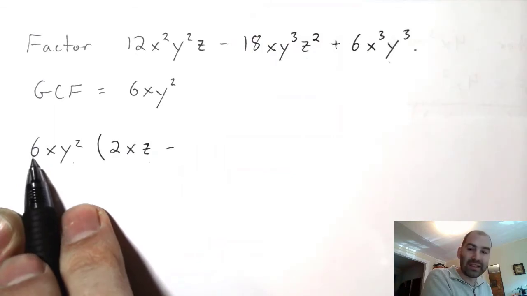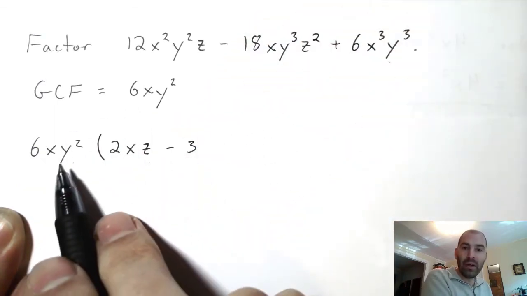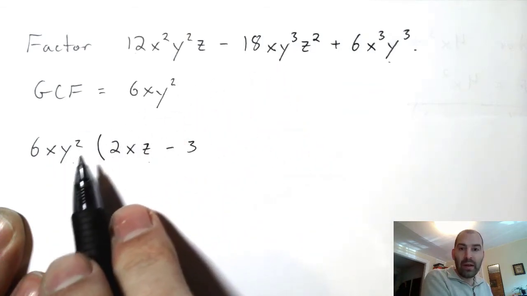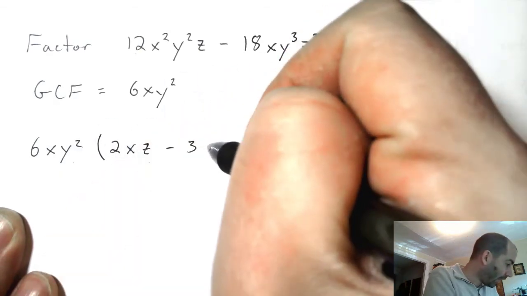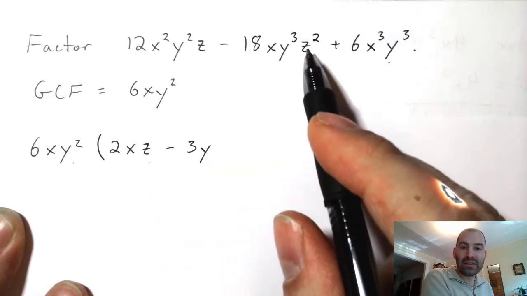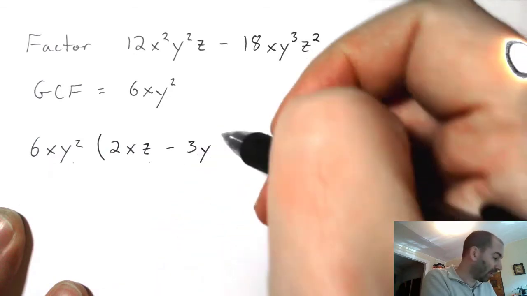What do I multiply 6 by to get 18? Well, that's 3. The x is already taken care of. I need a y cubed, so I better multiply the y squared times y. Y squared times y is y cubed. And now I'm going to need a z squared. Well, it ain't coming from here, so I better put it over here.